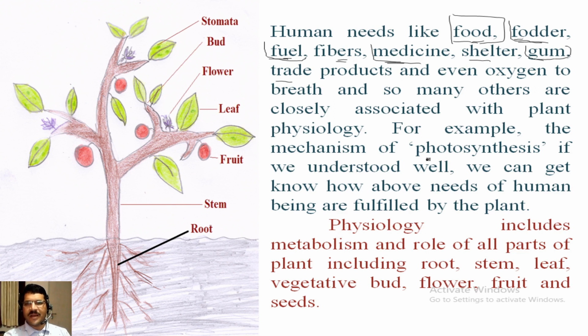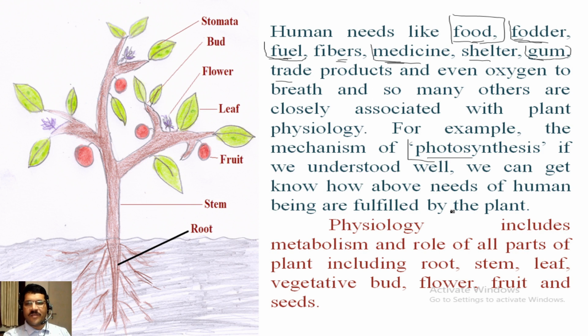For example, if we study photosynthesis, we will get answers to everything. Photosynthesis will give us the answer for food, fodder, fuel, etc. So one must know the process of photosynthesis, and then he will get an idea of plant physiology and how it is related with the different types of products like food, fodder, fuel, fiber, medicine, etc.